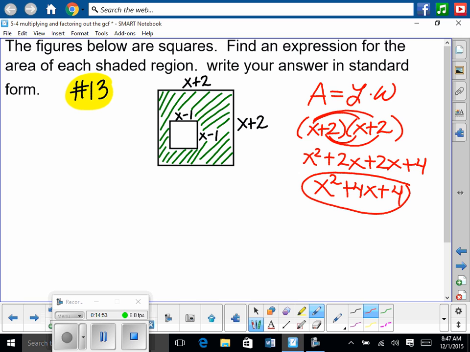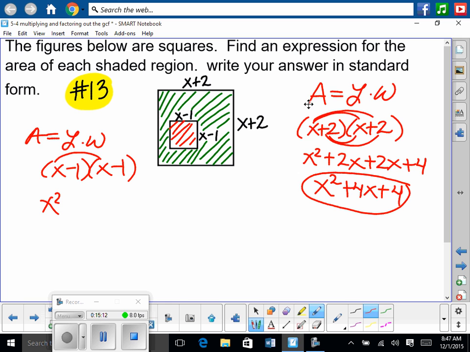Yeah? Does it make sense why we need to subtract it off? Okay, so can we find the area of this piece now? We know the area of that piece is length times width. So we're doing x minus 1 times x minus 1. Let's find the area of that little piece. Double distribute. We have x squared minus 1x minus 1x plus 1. Combine like terms. x squared minus 2x plus 1.